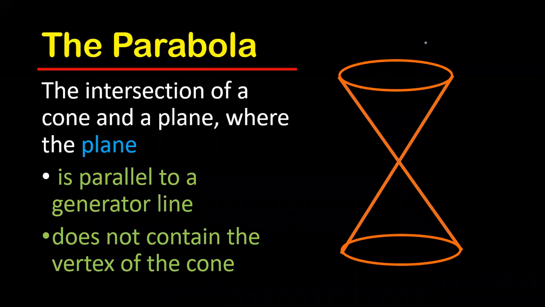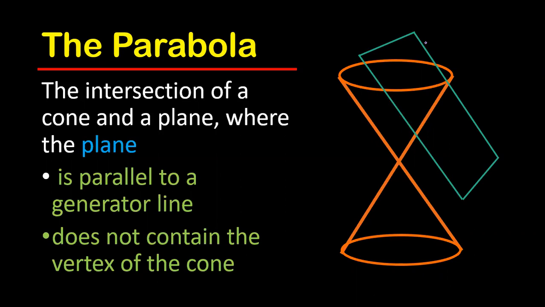So if this is your right circular cone, and this is your plane, the plane should be parallel to a generator line. So this is the generator line. The plane should be parallel to this generator line. Their intersection would be this figure. So this is a parabola.